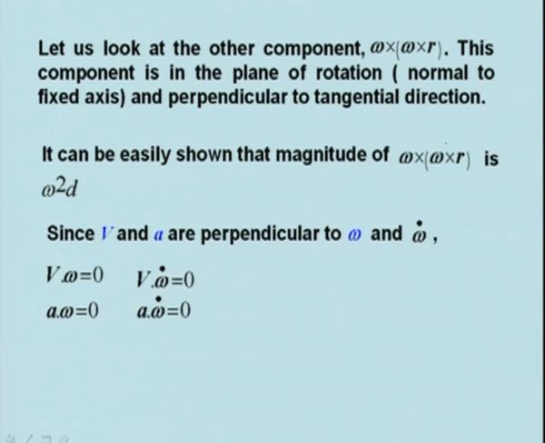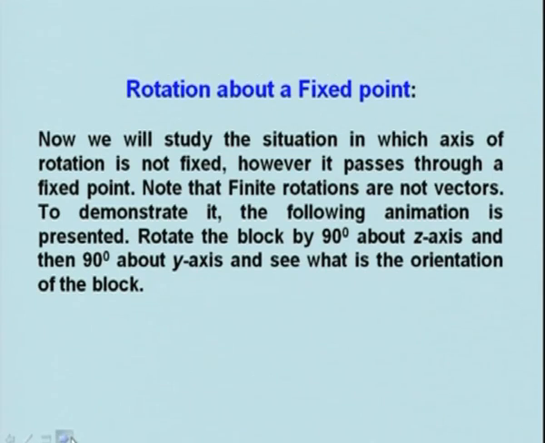Why? Because tangential velocity v is always perpendicular to the direction of omega, so v dot omega is equal to 0. Similarly, v dot omega dot is also 0. The dot product of tangential velocity and angular acceleration is 0. Similarly, the acceleration dotted with omega is equal to 0, and acceleration dotted with omega dot is also 0. So these are the equations, and these are important things.